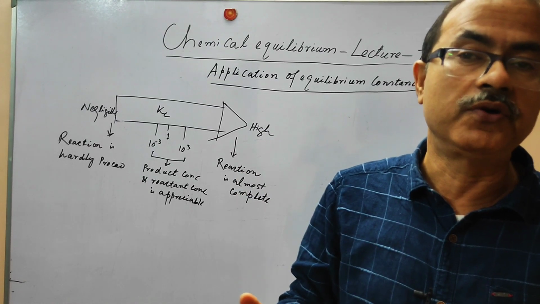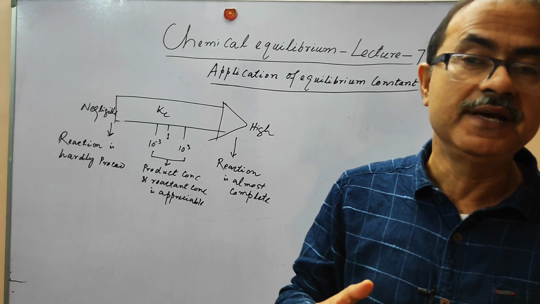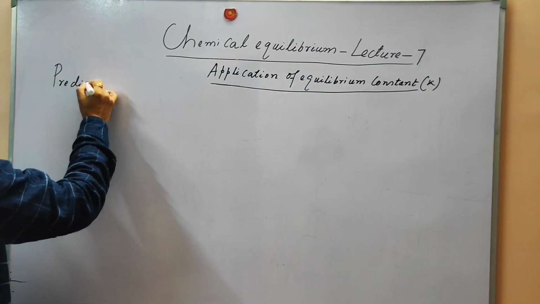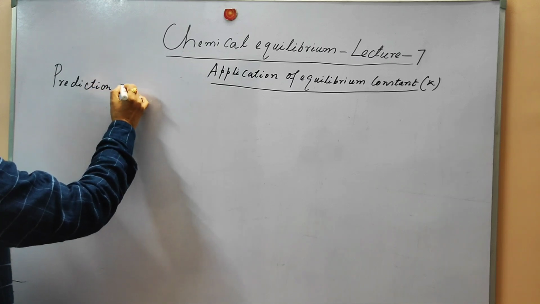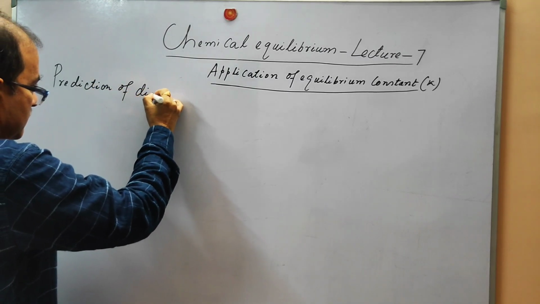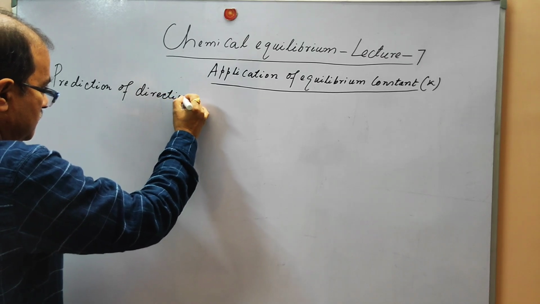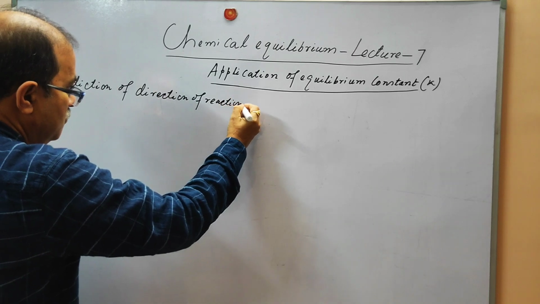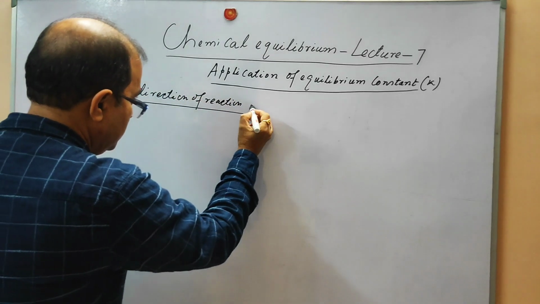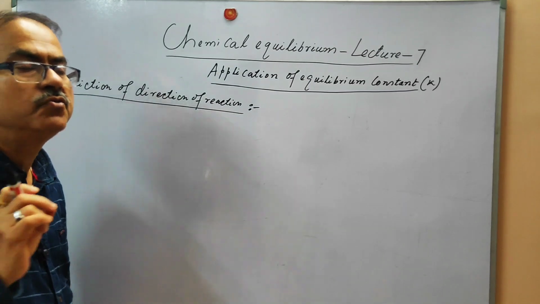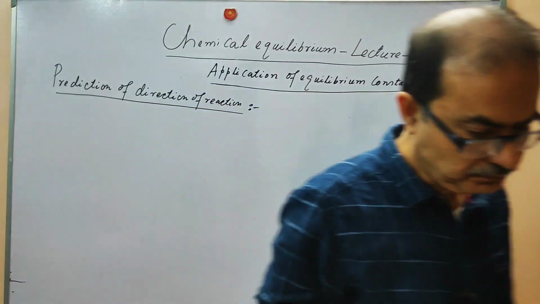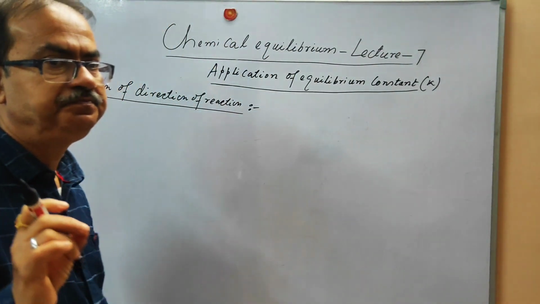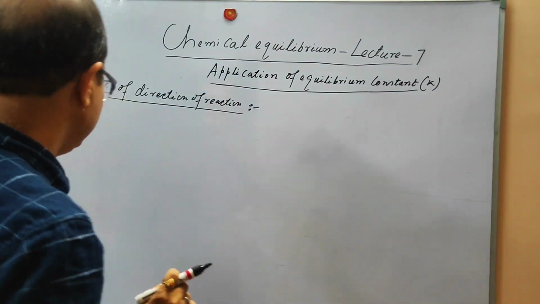Now we will be talking about how we are able to predict the direction of the reaction. Now the second point is prediction of direction of reaction. From the K value we can also predict the direction of the reaction, which means which direction the reaction is going to proceed, whether in the forward direction or in the reverse direction.